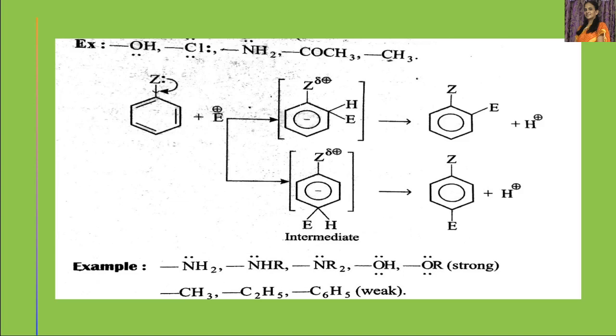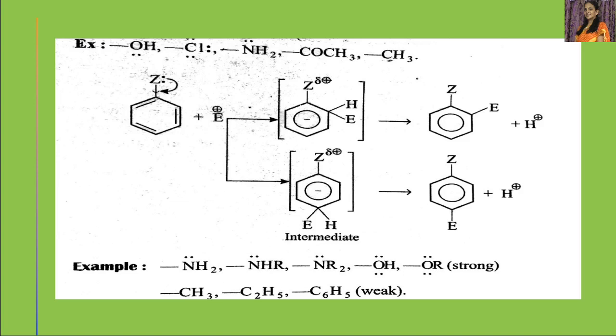Then what happens? This Z becomes positive, and here a double bond will be there, and this pair of electrons moves towards the adjacent carbon. So a negative charge will be generated on this carbon.